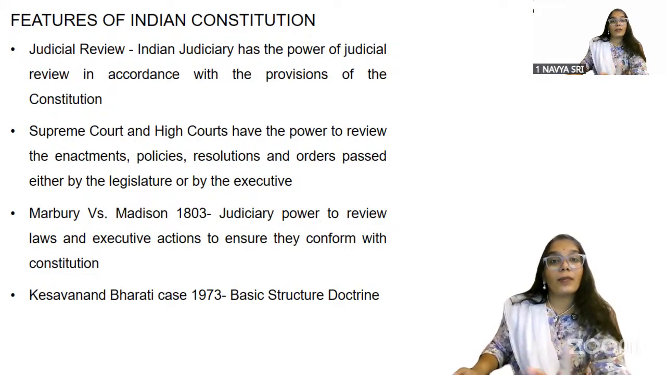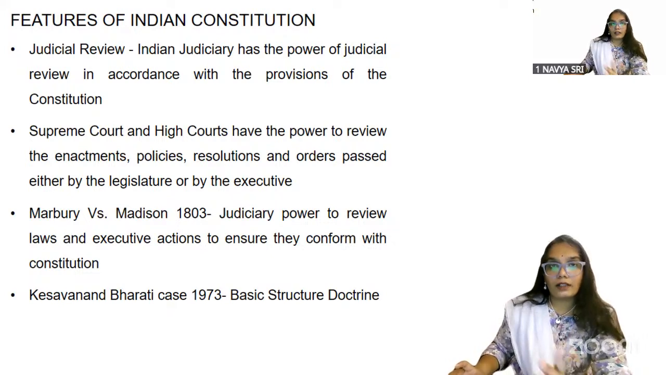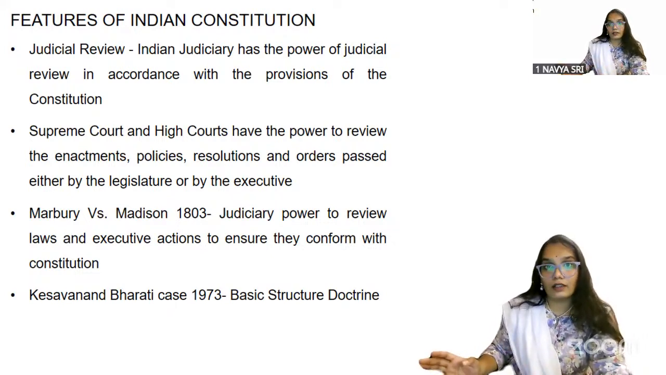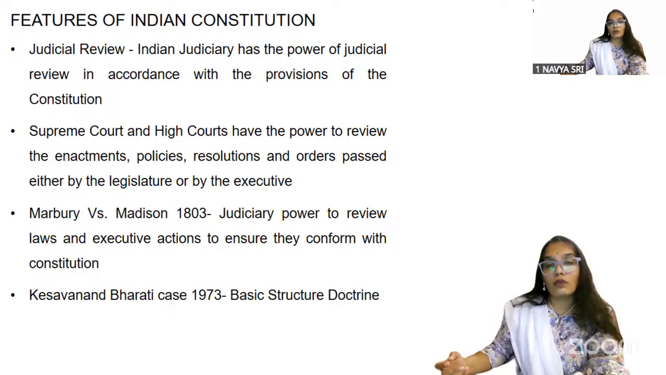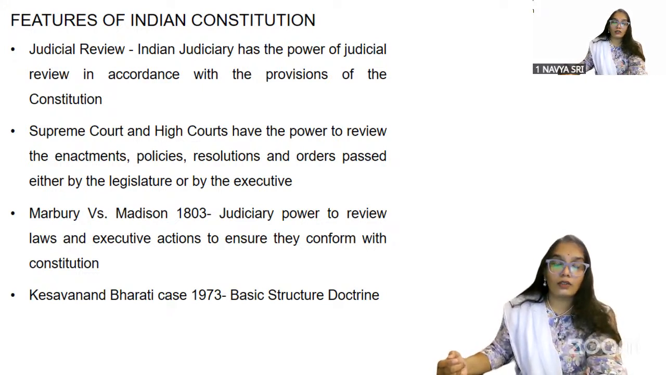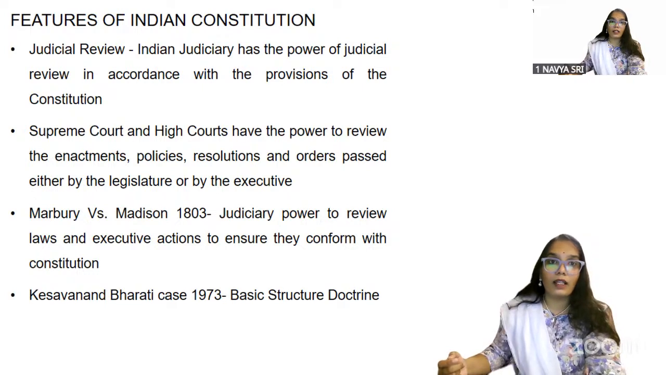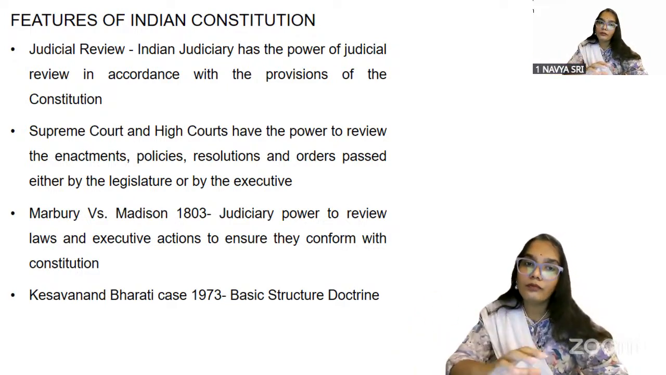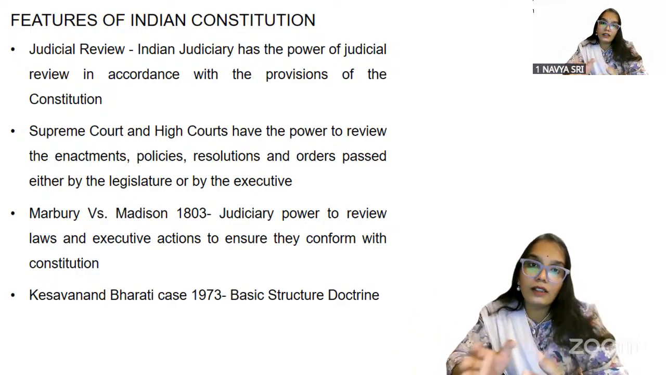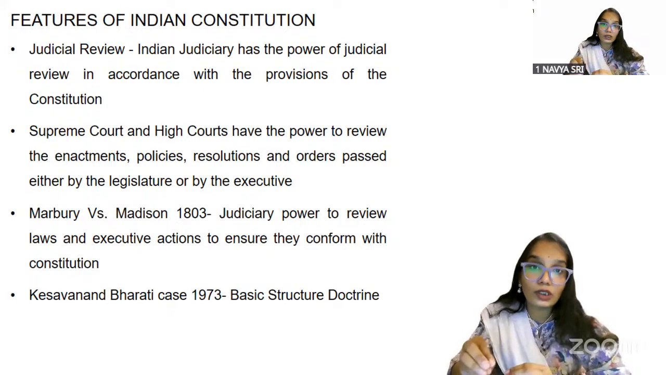Otherwise, that amendment which has been made will be called ultra vires. Ultra vires means void by the court. Now, which court? Supreme Court and High Courts have power to review the enact policies. So this court will cancel out that order. So any amendments that have been brought in have to be cancelled out by the court. So it's in the name itself. Judicial review means judiciary reviews.